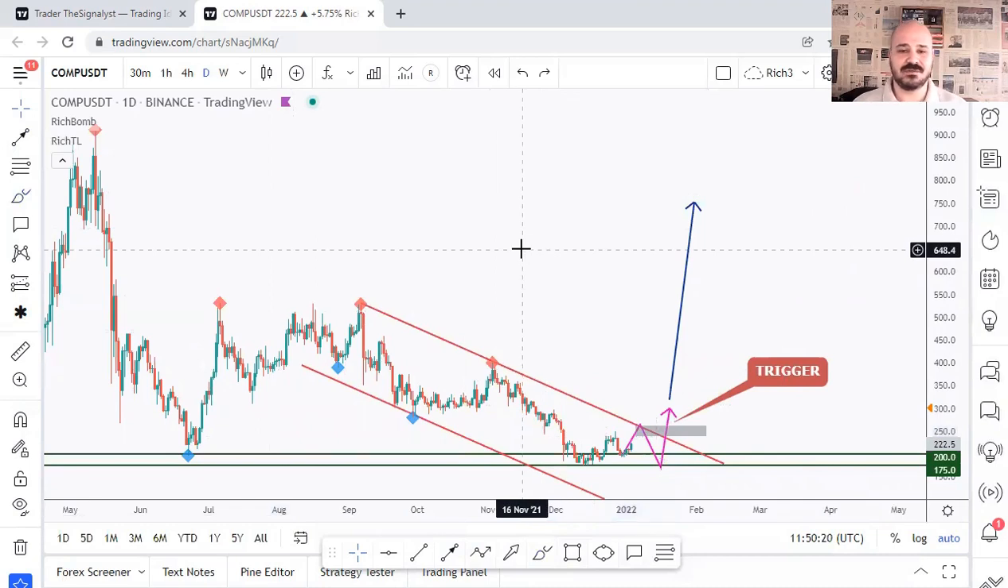So this is it for these 10 altcoins. It was a little bit faster than the previous one, because you already got the idea.